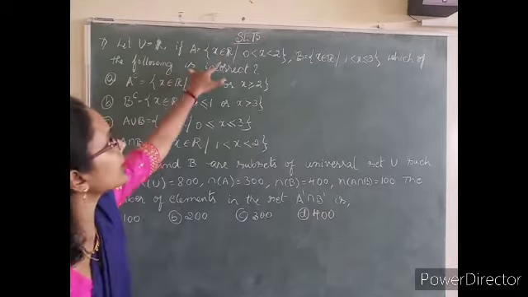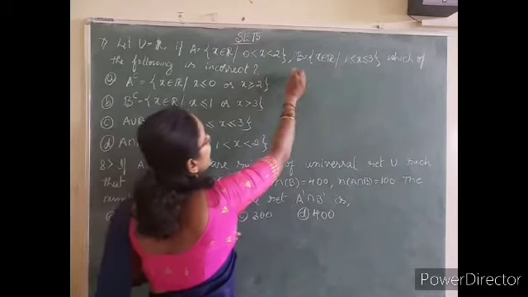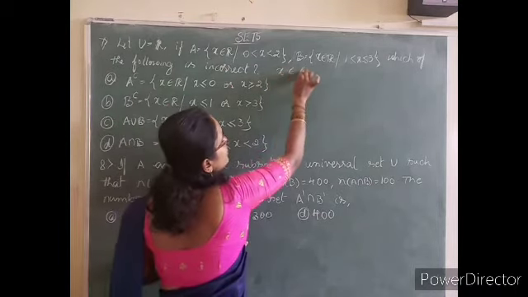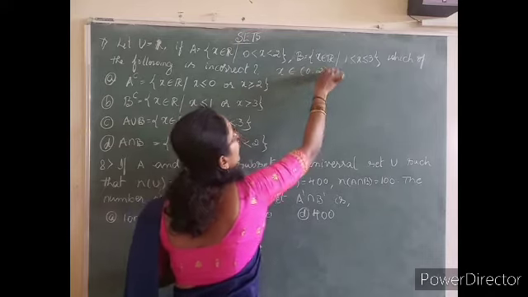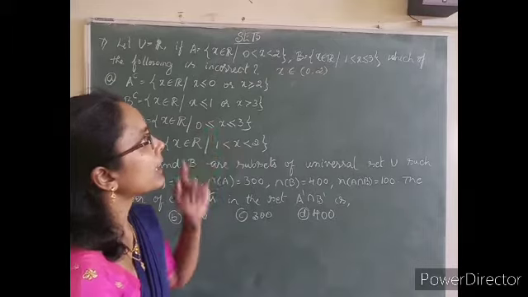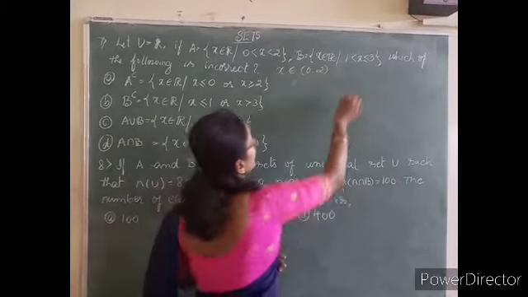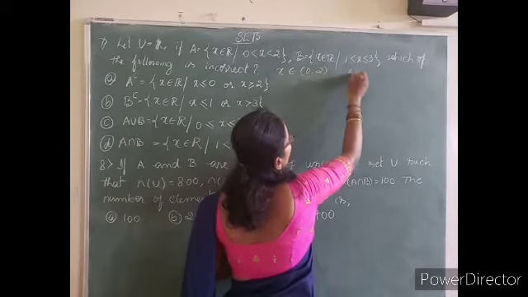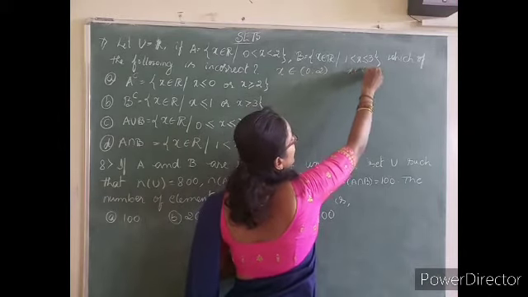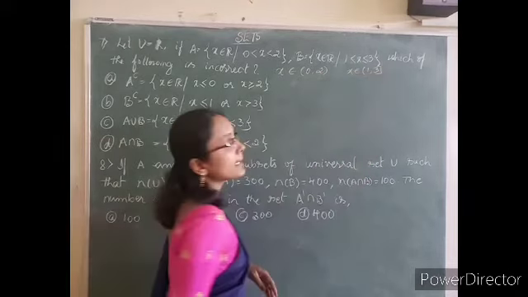So A has the elements 0 less than x less than 2. That means x belongs to the open interval 0 comma 2. 0 less than x less than 2 means open interval. And B has the elements 1 less than x less than or equal to 3. Therefore x belongs to the half open interval 1 comma 3, and 3 is included.